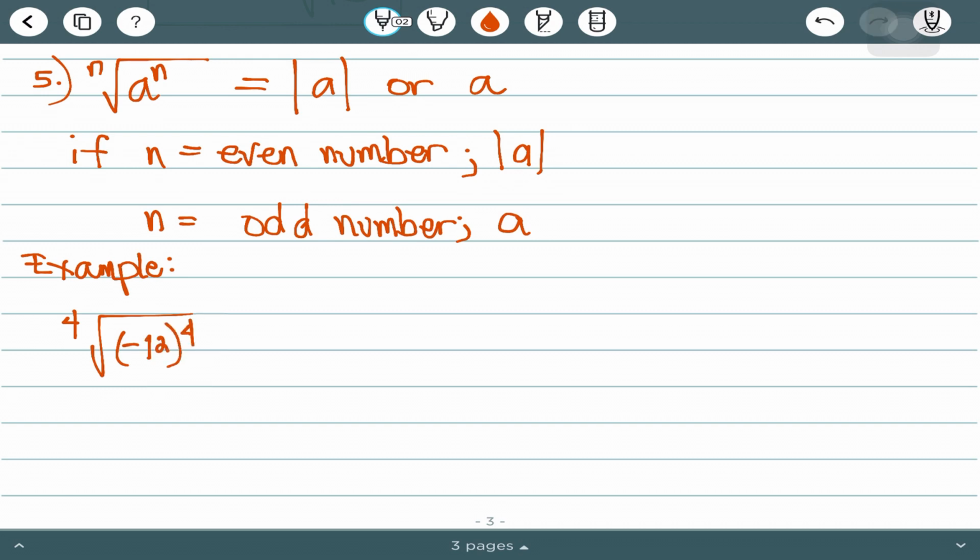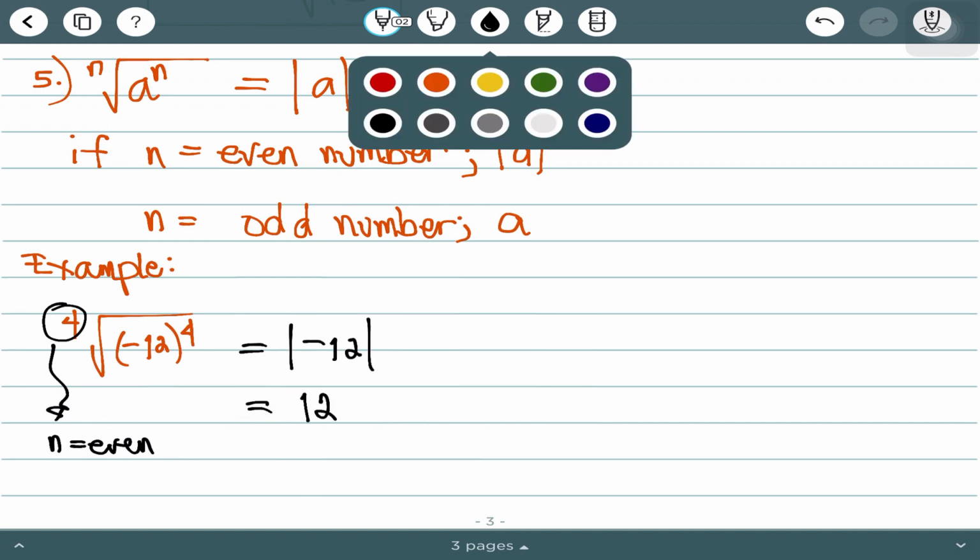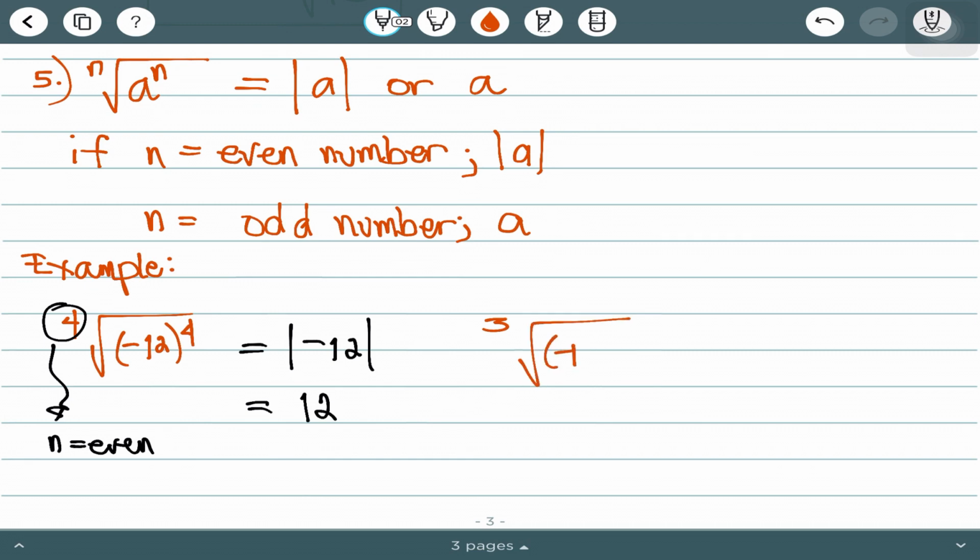In the example, the fourth root of negative 12 raised to 4, 4 is an even number. Hence, the answer will be the absolute value of negative 12, which is 12. In the example, the cube root of negative 12 cubed, n is an odd number. Therefore, the answer will be negative 12.